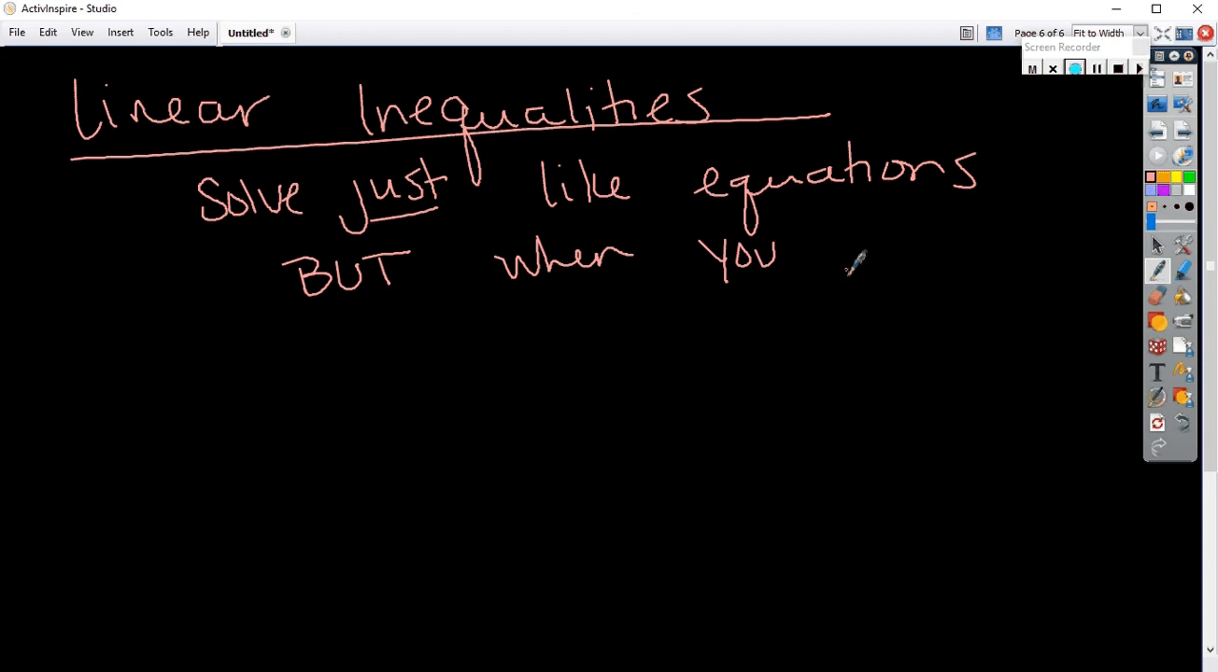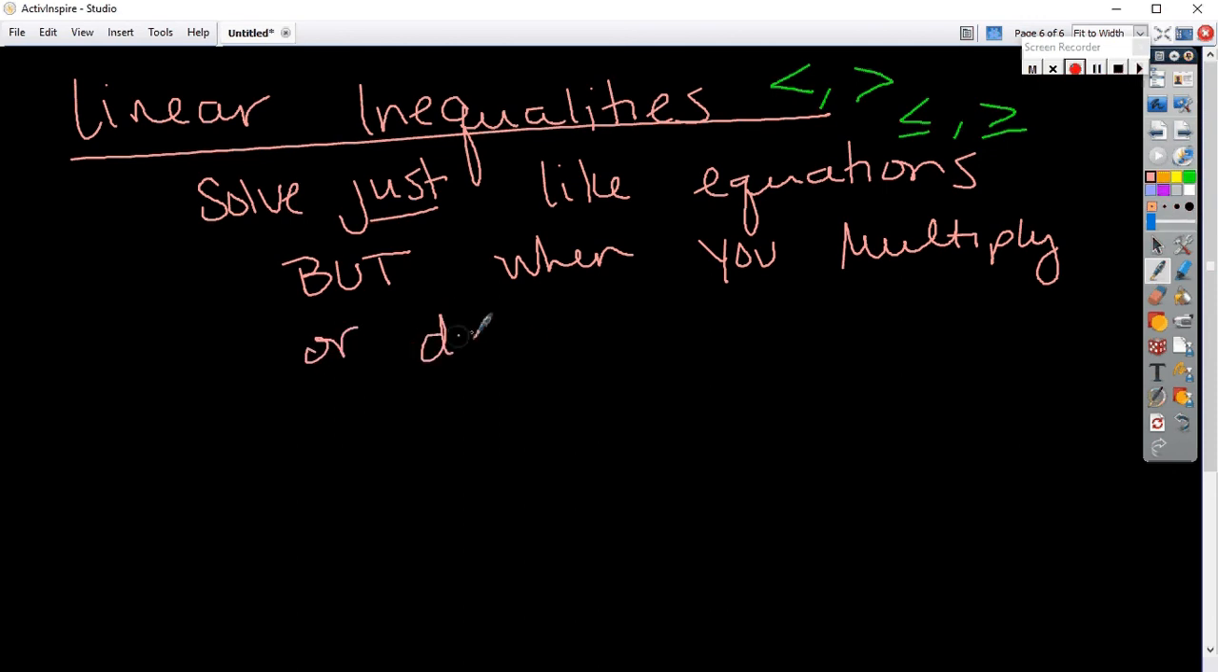What happens when you multiply or do y'all know what an inequality is? Is that why y'all looking at me crazy? You understand what that is? What's an inequality? Less than, greater than, less than or equal to, greater than or equal to. Those are inequalities. Okay. When you multiply or divide by a negative, what happens? Anybody? Thank you. The sign flips.